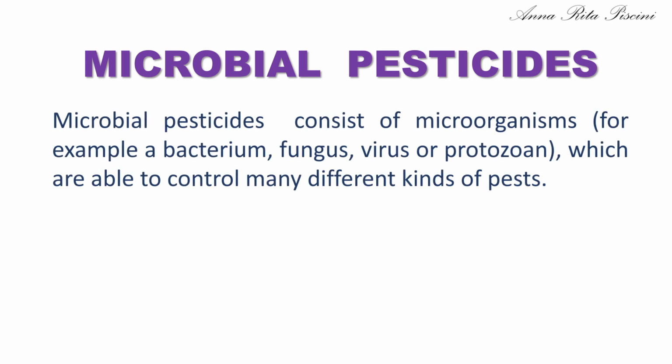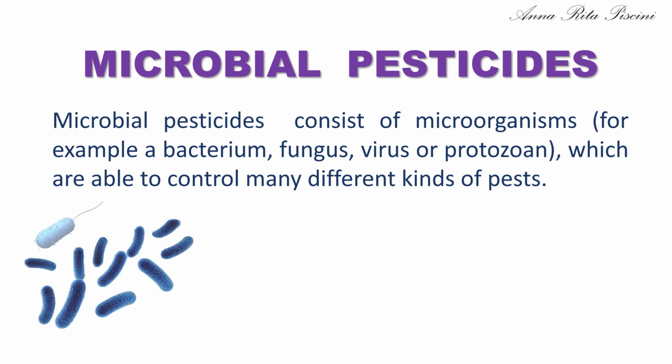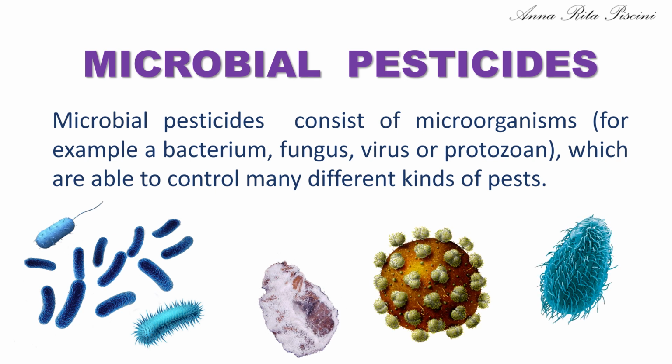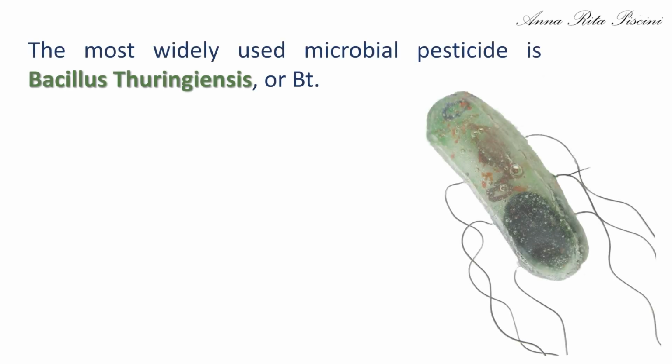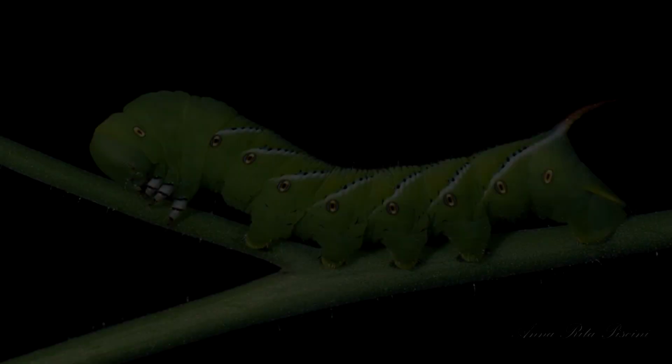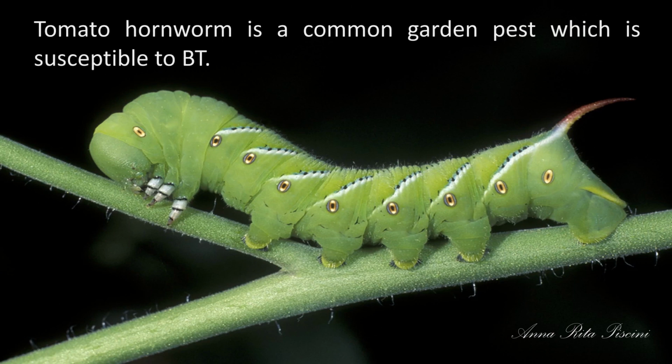Microbial pesticides consist of microorganisms, for example, a bacterium, a fungus, virus, or protozoan, which are able to control many different kinds of pests. The most widely used microbial pesticide is Bacillus thuringiensis, or Bt. This bacterium, which lives in the soil, produces a different mix of proteins that are toxic to some insects when eaten, but not to others, and kills one or more related species of insect larvae. Tomato hornworm is a common garden pest which is susceptible to Bt.